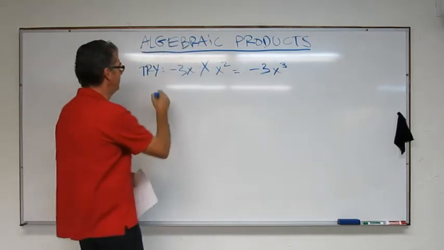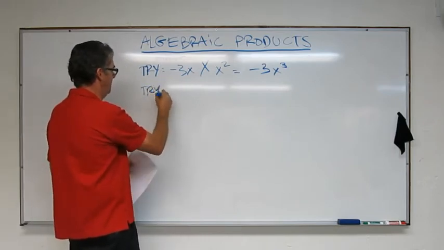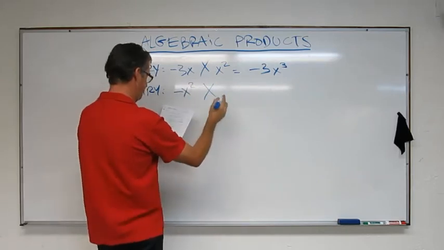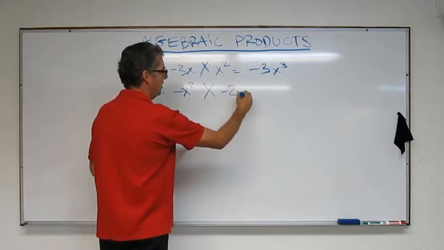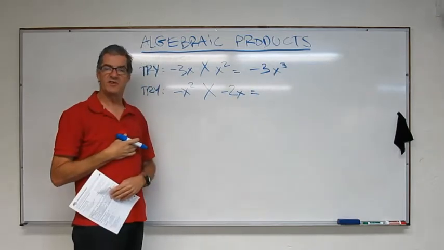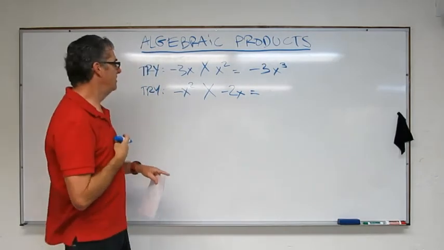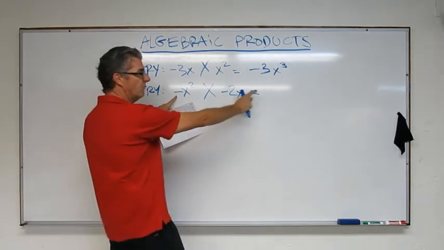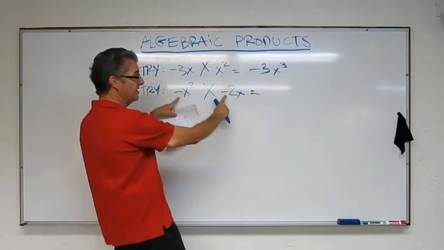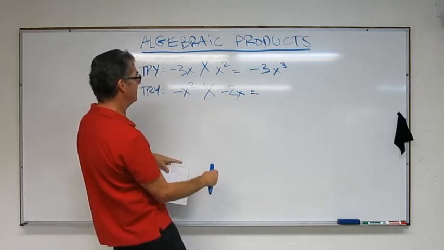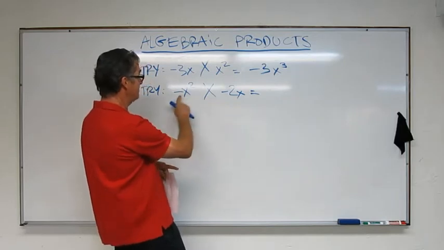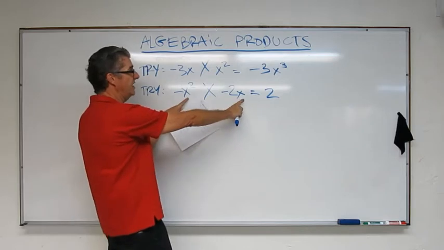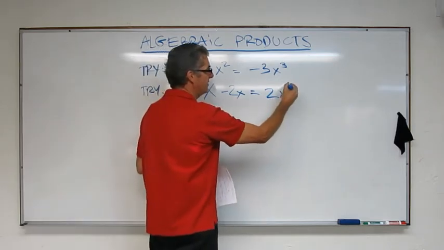Let's try another. Pause the video, give it a shot. Okay, let's see how you did. Multiplying the signs. Negative times a negative is a positive. So I don't write positive, I just leave it out of the equation. Multiply my numbers. 2 times, there's a 1, that's just 2. Multiply my variables. X squared times x, just like above, we have an x to the 3rd.